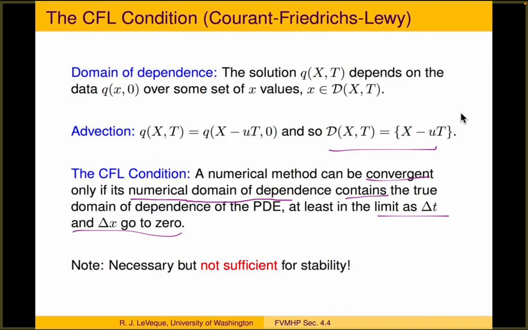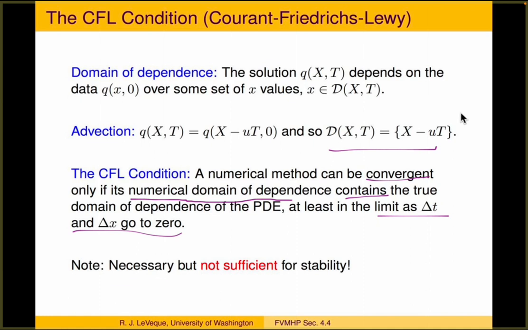We know what the true domain of dependence is, but when we do computations, we're computing an approximation there that's based on some set of initial data. What set of initial data are we using for that approximation? And that set of data we're using for the approximation had better include the point that is actually the true domain of dependence in this case.